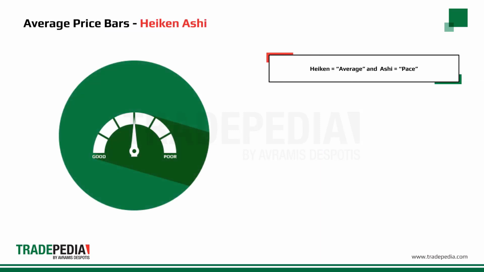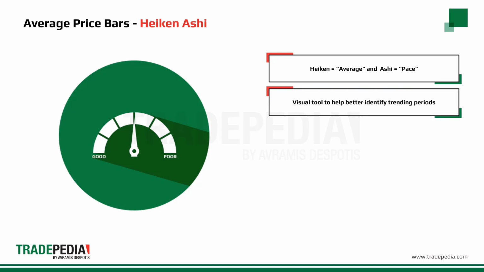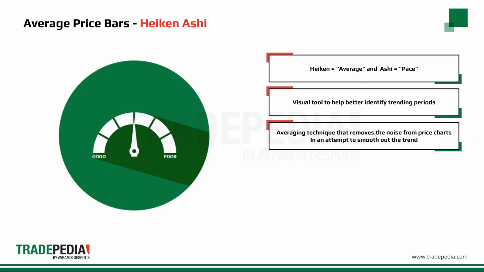Heikin is referred to average, and Ashi is translated to pace. Taken together, Heikin Ashi represents the average pace of prices. It is a visual tool to help traders better identify trending periods. Heikin Ashi is an averaging technique that removes the noise from the price charts in an attempt to smooth out the trend with high accuracy.